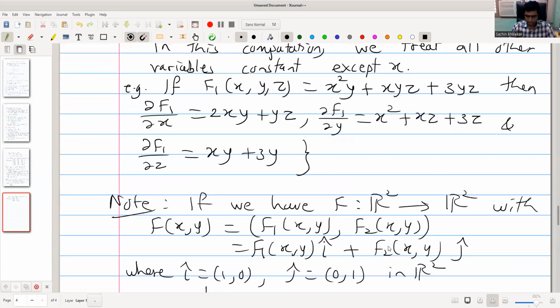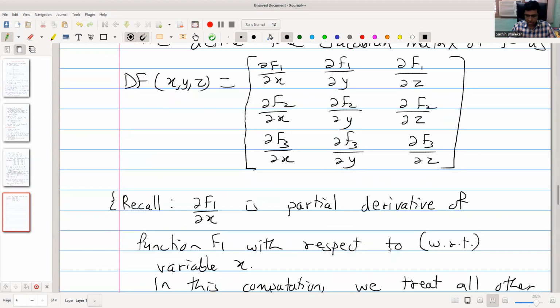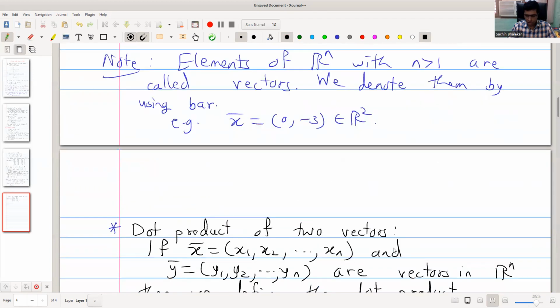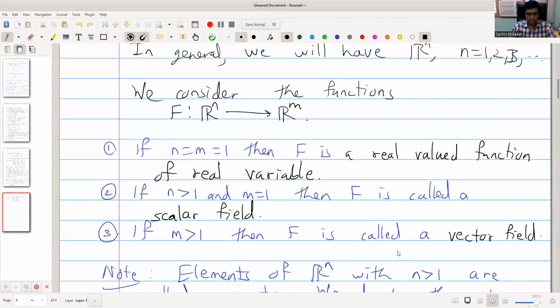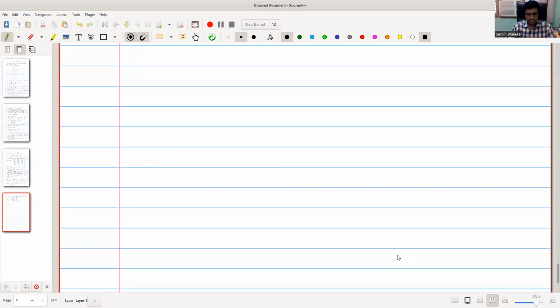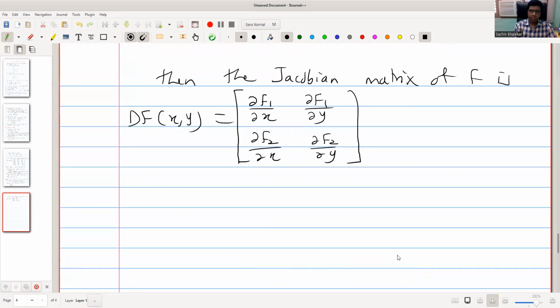Next concept is curl, curl of a vector field. Before that, we need a basic thing about the cross product of two vectors. Let me discuss the cross product and then we can have curl.